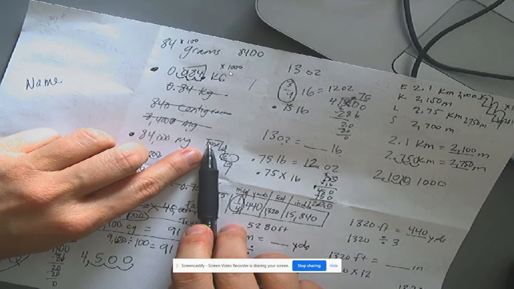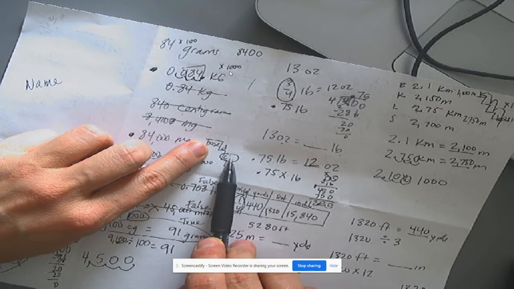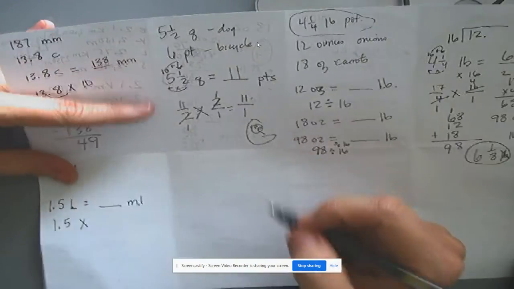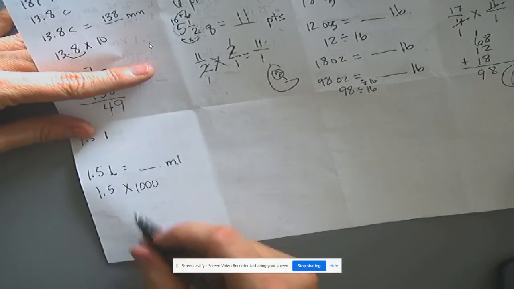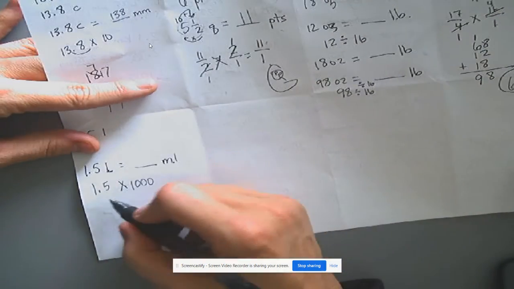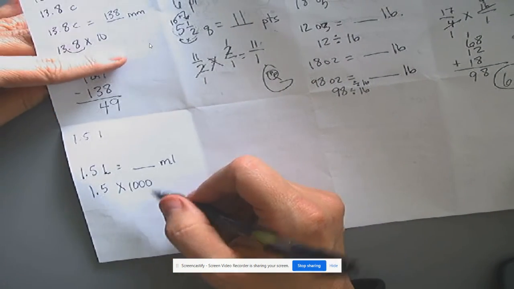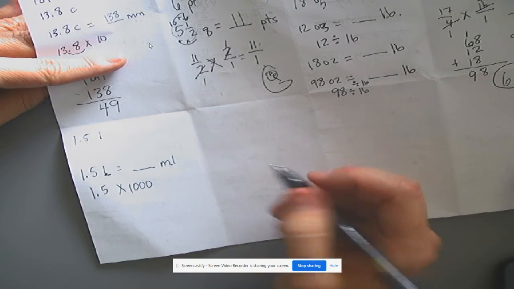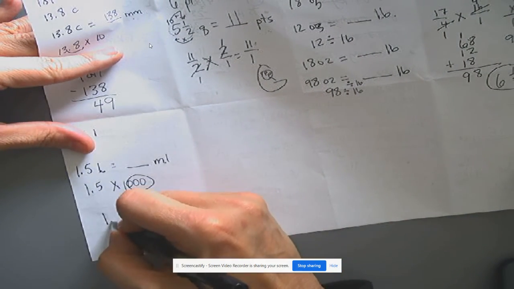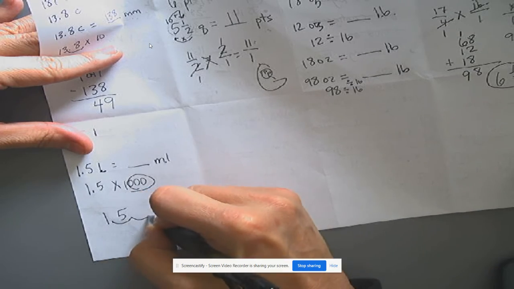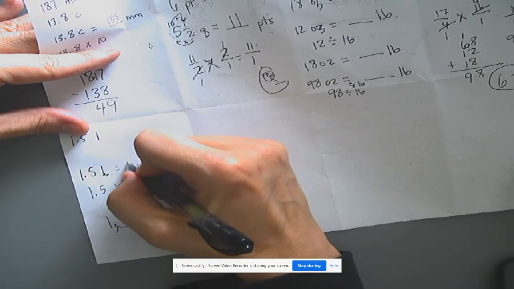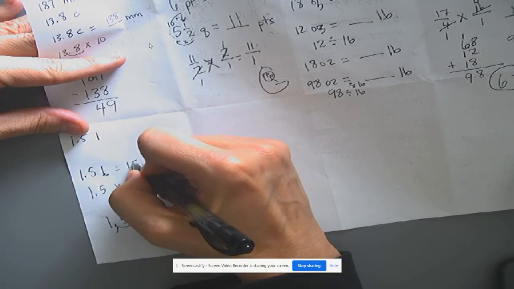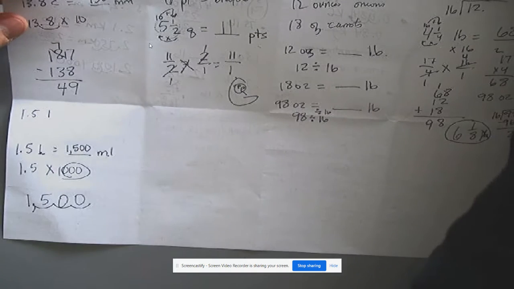Okay, let me come back over here. There's our liters to milliliters. 1, 2, 3. So what are we going to multiply by? Do not say 3. We're multiplying by 1, 2, 3 zeros. So we're multiplying by 1,000. Well, I know my answer is going to get larger, right? So we're going to move our decimal 3 times to the right. So 1, 2, 3. What do I put in those spaces? I put in zeros. So 1.5 liters equals 1,500 milliliters.